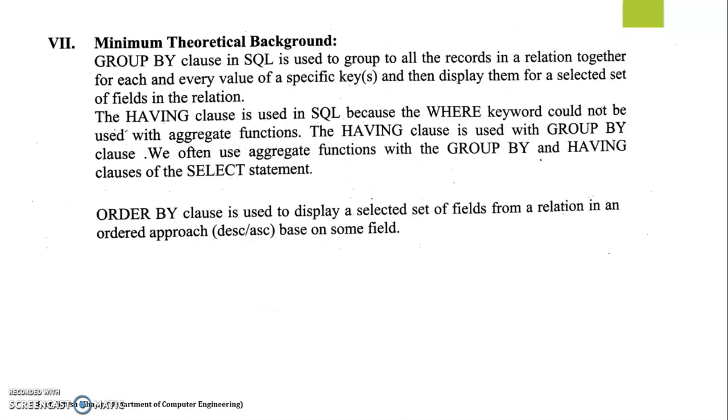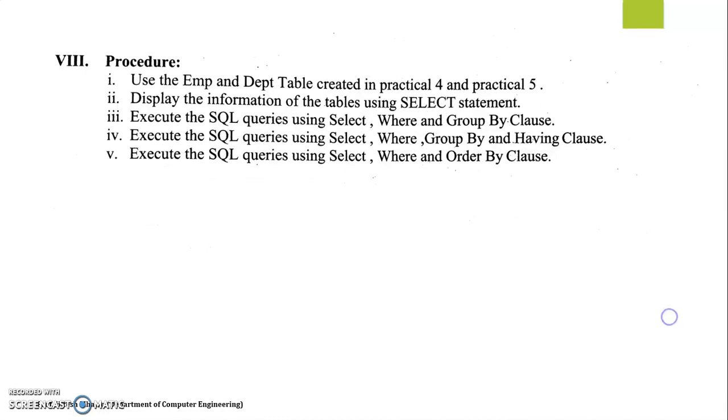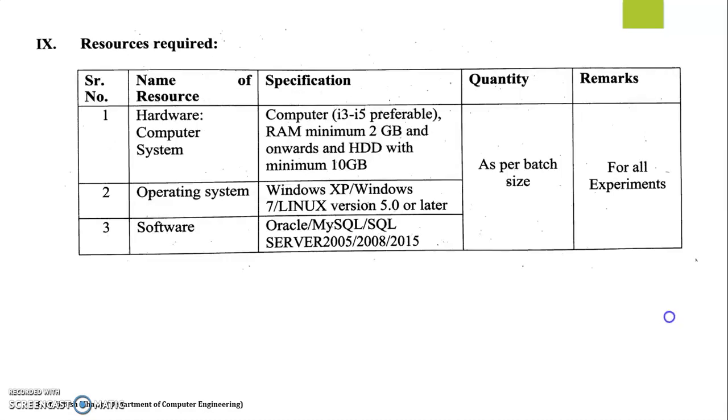Minimum theoretical background required is regarding the group by, order by and having clause. This we have already discussed in the theoretical session of these clauses. Procedure: using the same table that we have created in practical number 4 and practical number 5, displaying the information using the select statement and writing the queries using select, where, group by, having and order by clauses. These are the minimum requirements for performing these experiments.